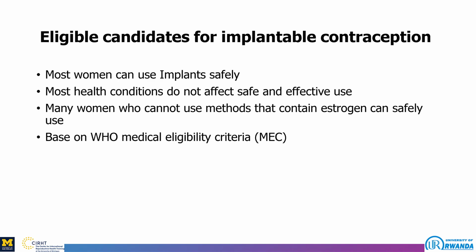So who are those candidates that are eligible to have implants as their method of family planning? Most women can use implants safely. Most health conditions do not affect the safety and effectiveness of using implants. Many women who cannot use methods that contain estrogen can safely use the implants. Based on the WHO medical eligibility criteria, as you can see down, we will see the candidates that are most eligible.